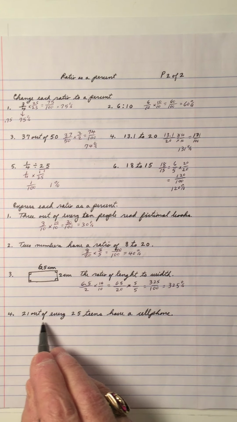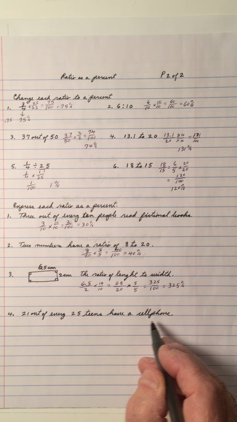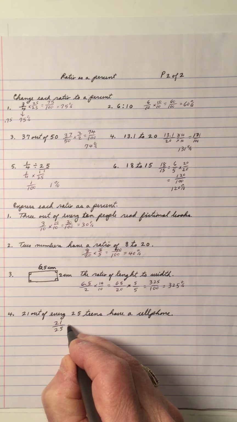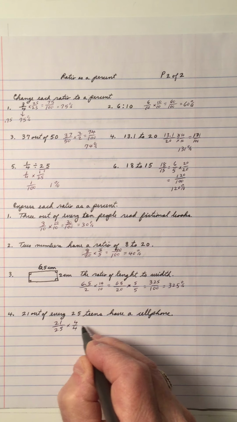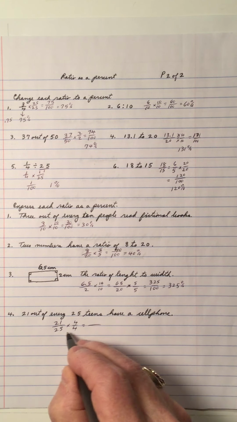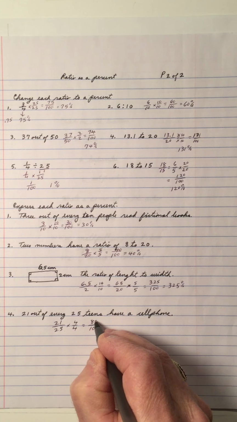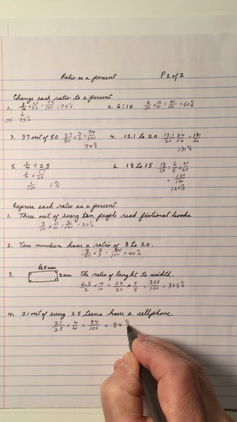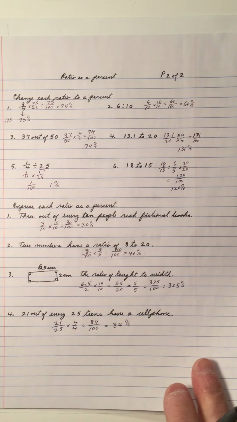Number 4, 21 out of every 25 teens have a cell phone. So what percent is that? So it's 21 over 25. And we want our denominator to be 100, so we multiply by 4 on the bottom and 4 on the top. So 25 times 4 is 100, and 21 times 4 is 84, and 84 over 100 is 84%. So that's changing ratio to a percent. Just some extra practice.